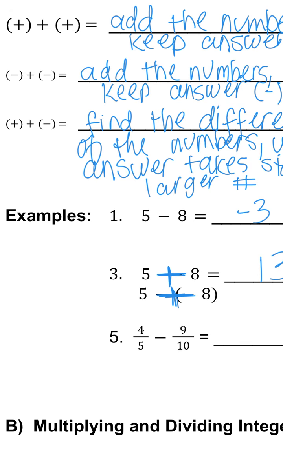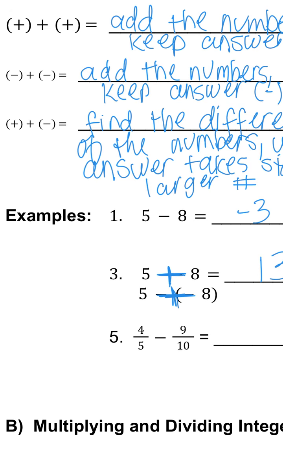Now let's go to number 4. We have -5 minus -8. We combine those two negatives. They become a positive. So what's -5 plus 8? 3. We get +3. Very good.